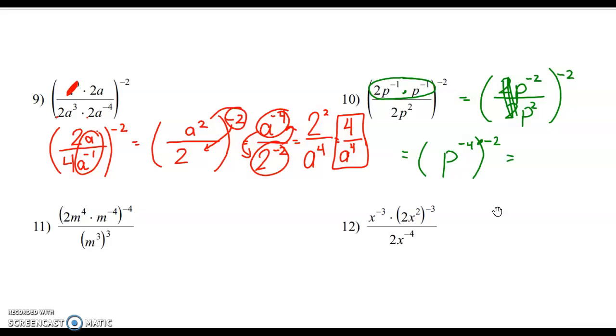When I have a power of a power, I multiply. So p to the -4 times -2 is 8. So I end up at p to the power of 8.